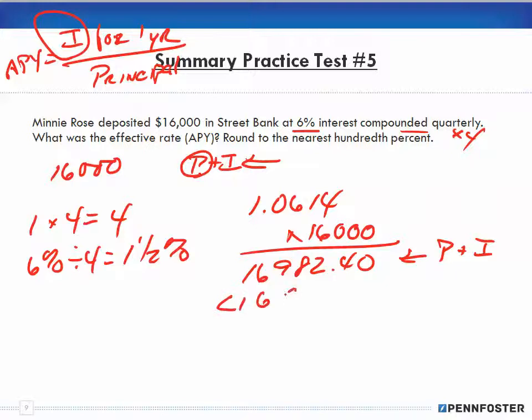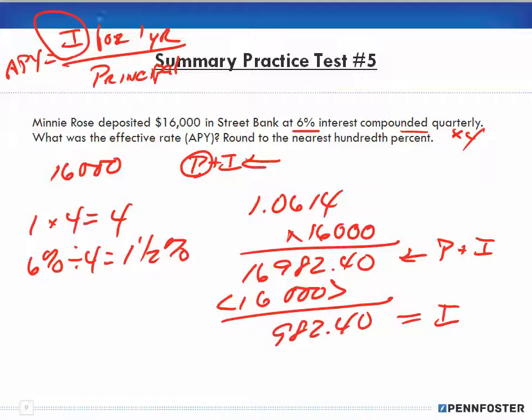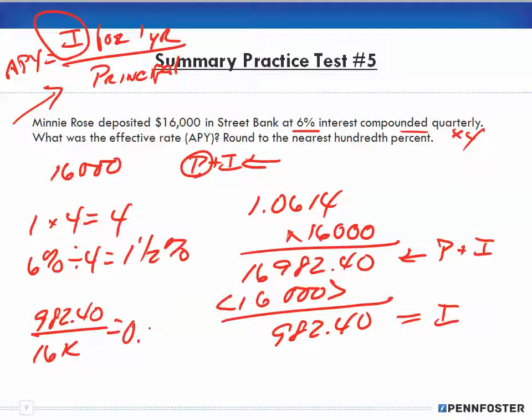So now we have to subtract out the principal of 16,000, and we're left with $982.40. That's our interest. So we want to plug the interest into the formula up here. We have the 982.40, and we're dividing that by the 16,000 of principal, and that leaves us with 0.0614, and we're going to need to round to the nearest 100th percent. Convert that into a percent. We move the decimal over, so 6.14% is our APY.